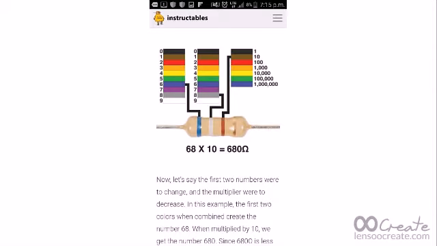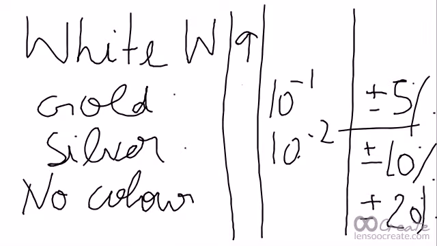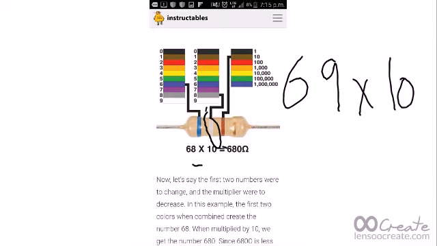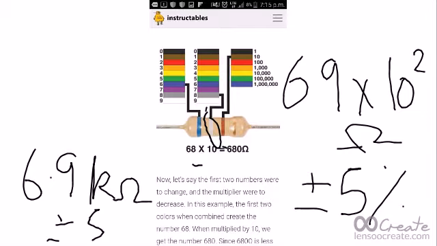In this figure it is clearly shown. Blue is 6. Then white is 9. They think it's grey, but I think it's white. It's clearly white. It should be 9 according to me. It doesn't seem grey. Grey is 8. So whatever color it is, write the value accordingly. Then third is red. This one also they said it's brown, but it looks like red. So according to me it should be 69 into 10 raised to power 2 ohm plus minus 5%, because the last band is golden. You can also write 6.9 kilo ohm plus minus 5%.